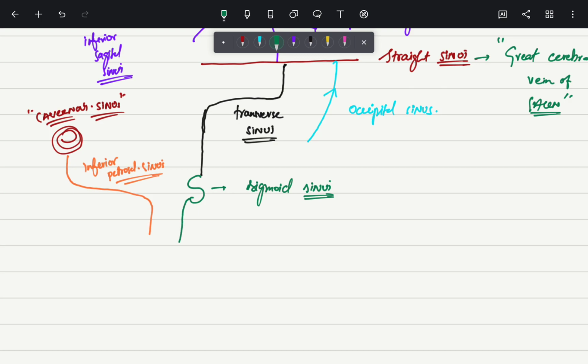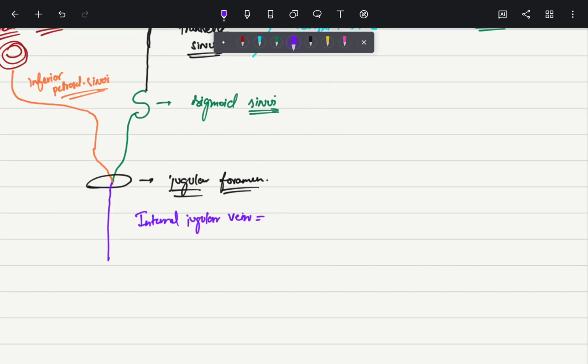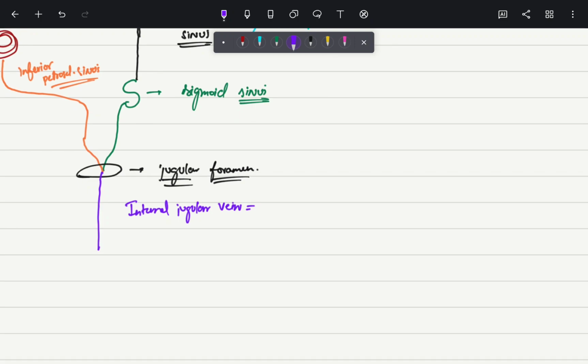Now the sigmoid sinus together with your cavernous sinus enters a foramen, and that foramen is nothing but your jugular foramen. From the jugular foramen, they will fuse and form the internal jugular vein. In exams if they ask what are the sinuses responsible for formation of the internal jugular vein, it is nothing but your inferior petrosal sinus plus your sigmoid sinus. So these together are getting fused and forming the internal jugular vein.